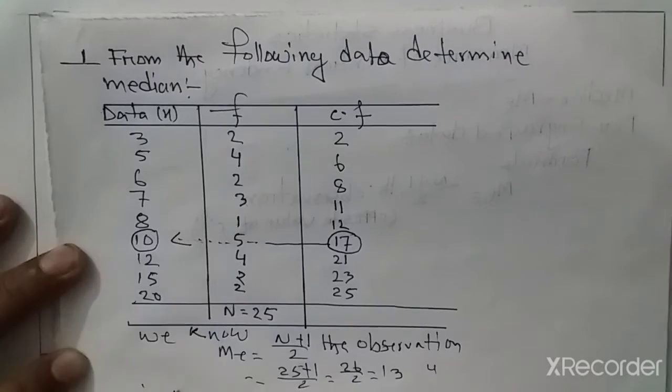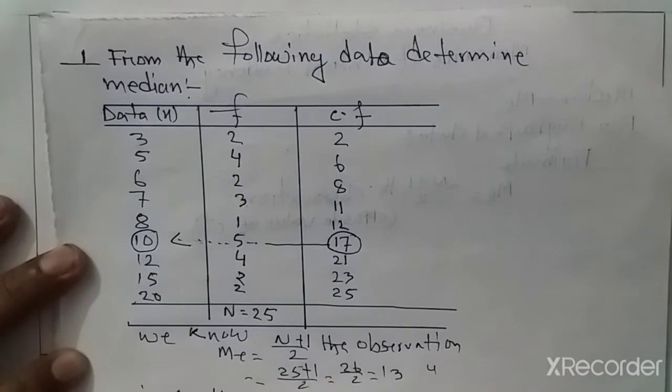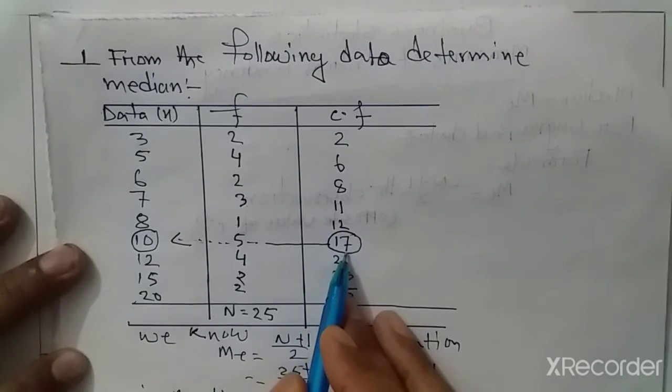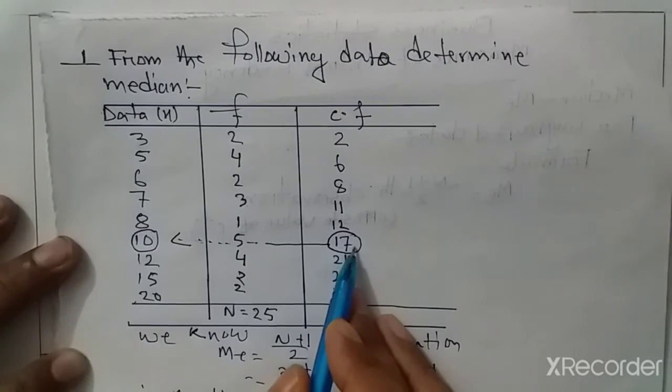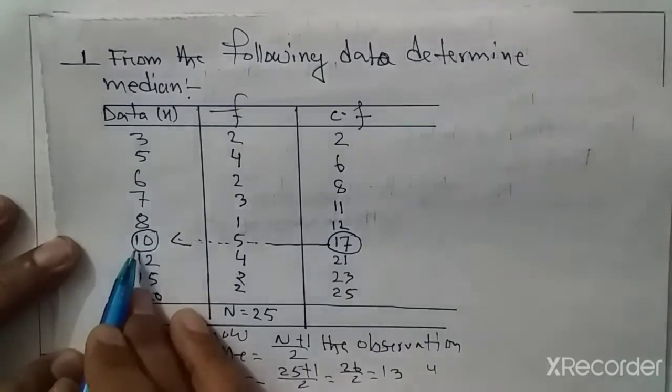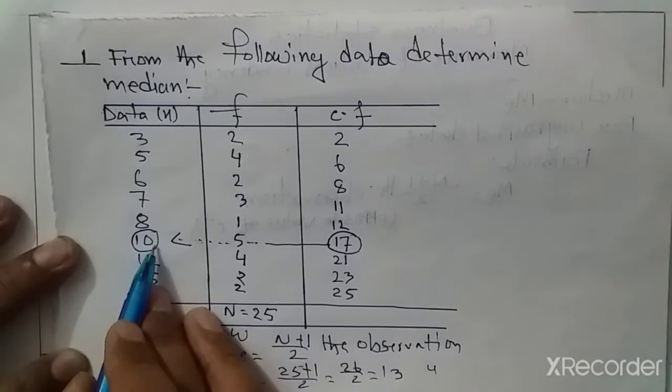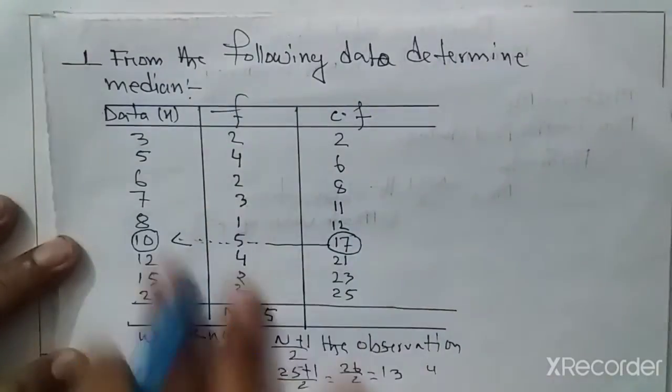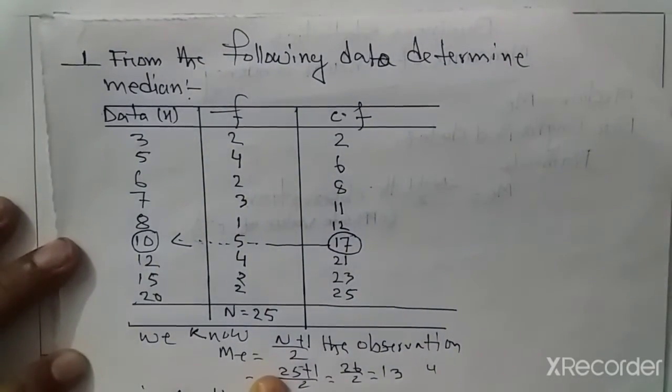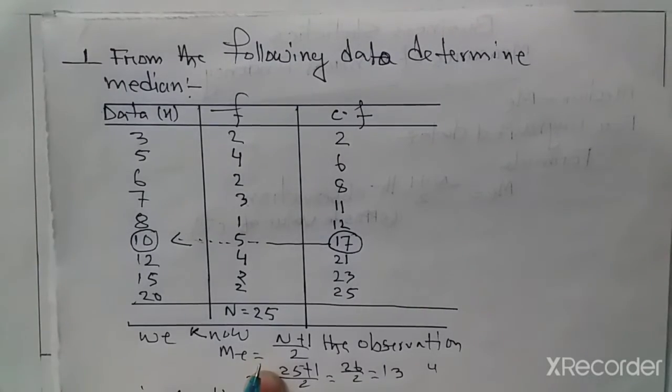Therefore median is equal to 10. The 13th value lies in the CF value 17, and the opposite value is 10. So 10 is the median. Clear, dear students? This is how to find the median of ungrouped data.